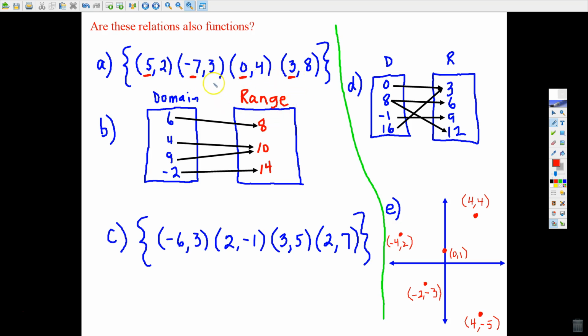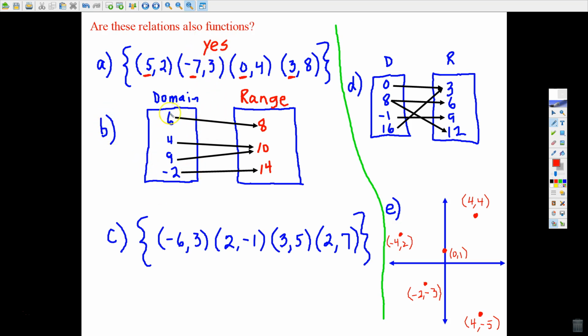Remember that means the x coordinates of each of these ordered pairs. My domain here would be the set 5, -7, 0, 3. I don't have any numbers that repeat themselves in the domain. Therefore, this would be considered a function. So it's pretty simple. If you're looking at a set of ordered pairs, look at the domain and see if you have any repeat elements or numbers in the domain.